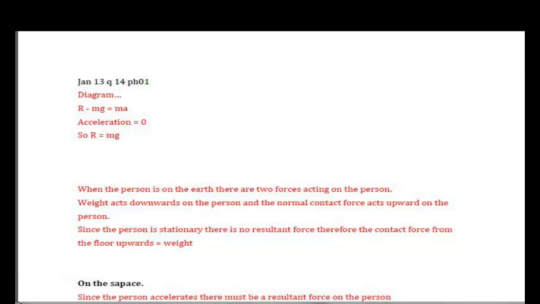A question from January 13, question number 14 of Unit 1 Physics. So you guys would have drawn this question by now, I'm sure. So let us have a quick discussion about how to answer this question.